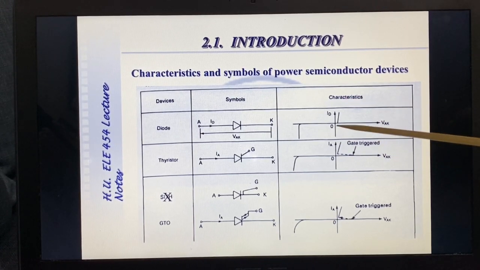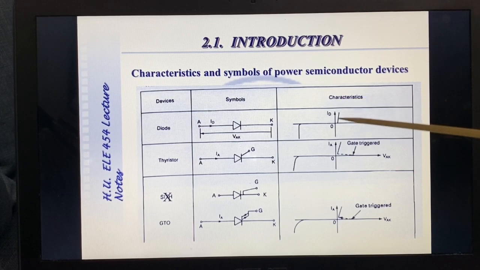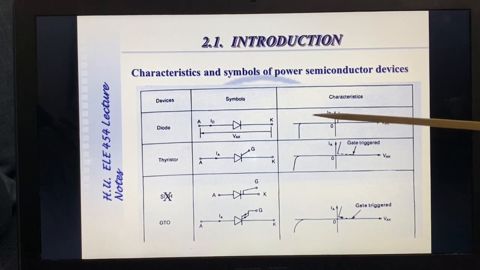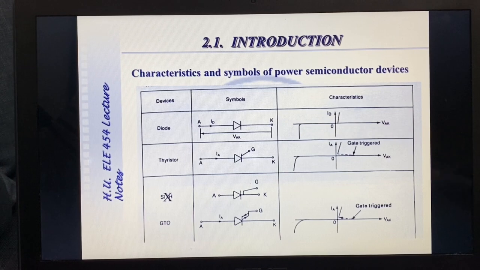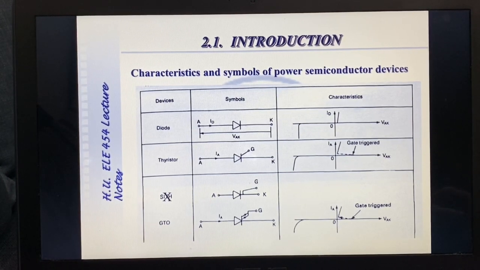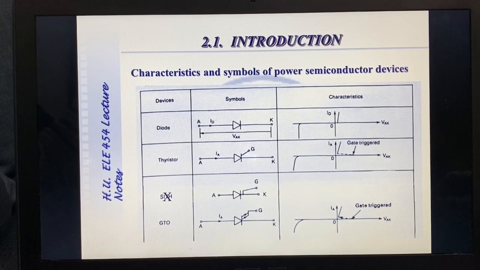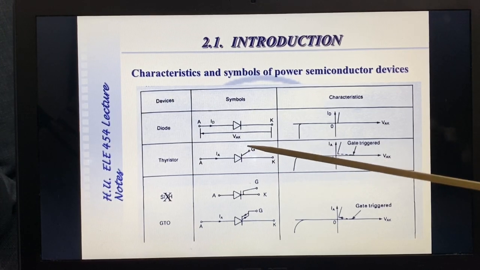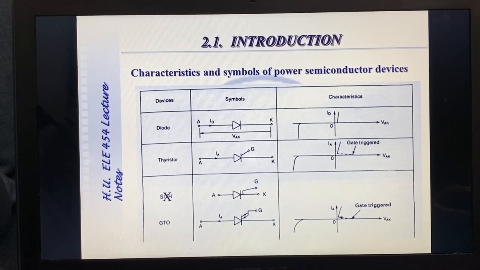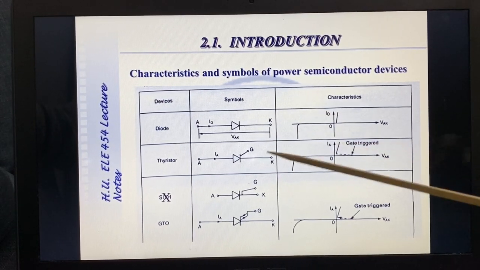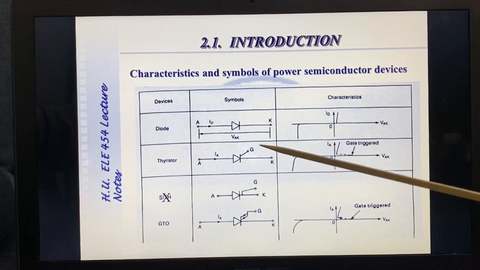It has such a rising curve in the first quadrant, but in the third quadrant, a reverse breakdown occurs beyond the rating of the device. So if the diode voltage rating is exceeded, reverse breakdown occurs, and this phenomenon will also be explained in the following slides. Thyristor is in some way a controlled version of the diode. Diode's controlled version means a pulse is applied between gate and cathode.